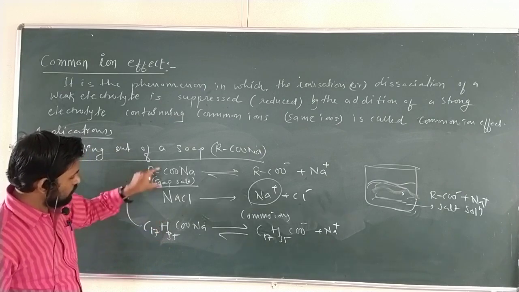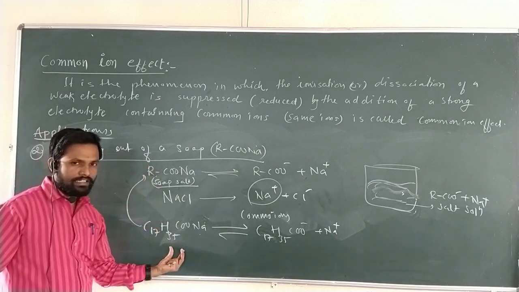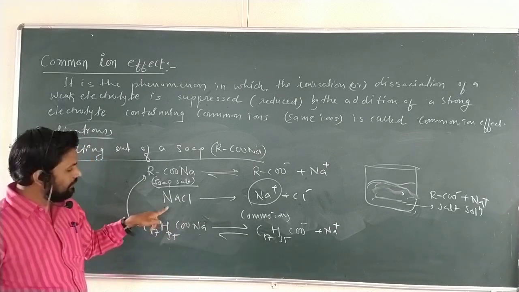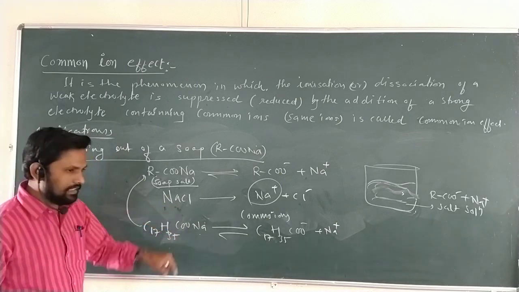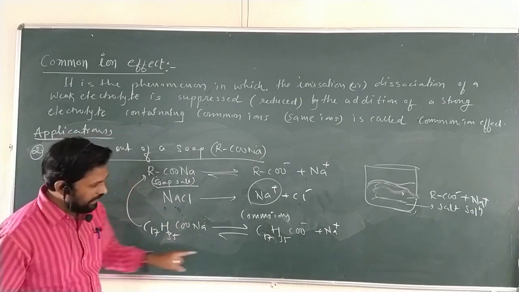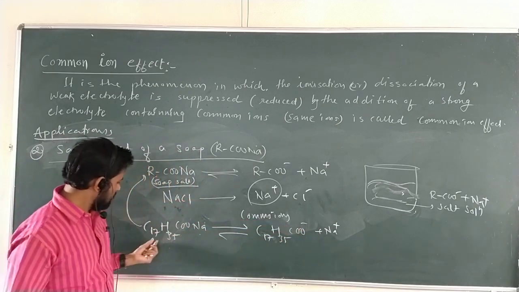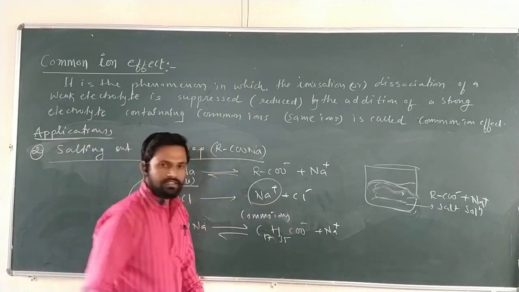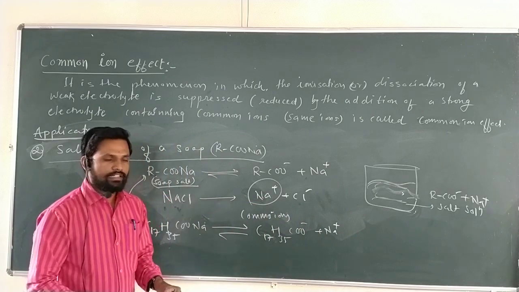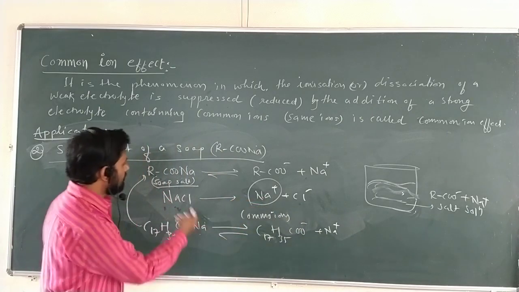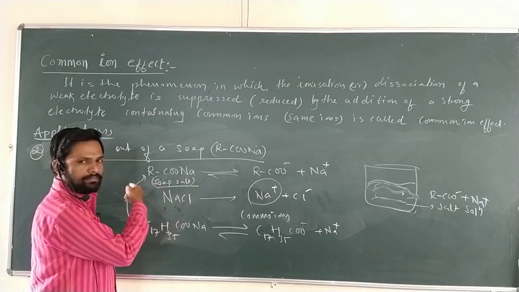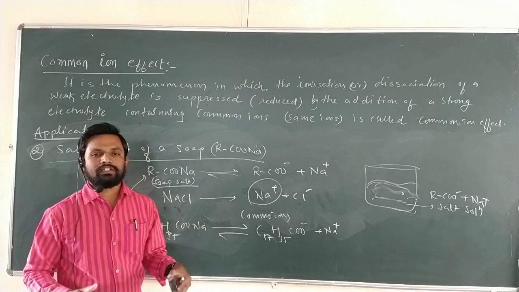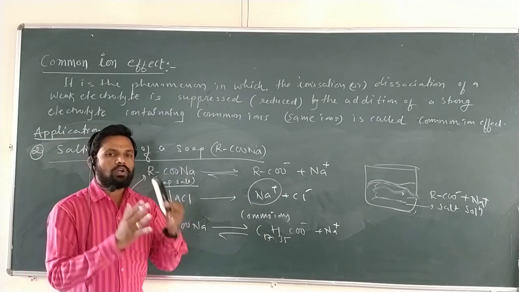Now the ionization of this sodium stearate is decreased by the addition of a strong electrolyte. Which strong electrolyte? NaCl. Why do we add NaCl? NaCl is a strong electrolyte which contains the common ion Na plus. Here it is Na plus, and here it is Na plus. Due to this, the concentration of Na plus ions increases. With the increase in the concentration of Na plus, the equilibrium is shifted towards the left-hand side, which means the RCOONa can be easily precipitated out. It can be easily salted out.